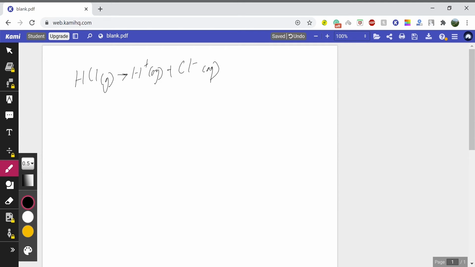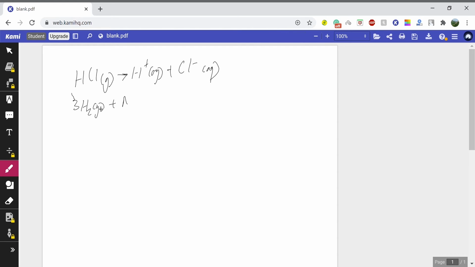Now, there are also reactions that do not go to completion and instead go to equilibrium, and we're going to show that with a double arrow, like 3H2 plus N2 makes 2NH3. Now, this double arrow is used to show that the forward reaction rate equals the reverse reaction rate.